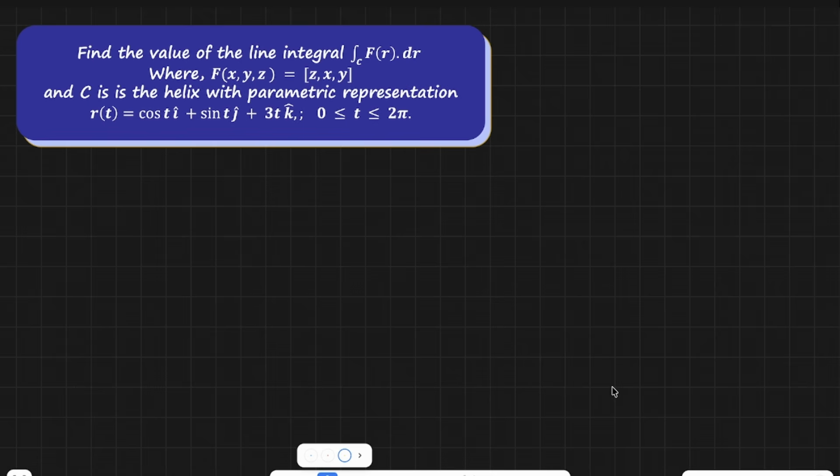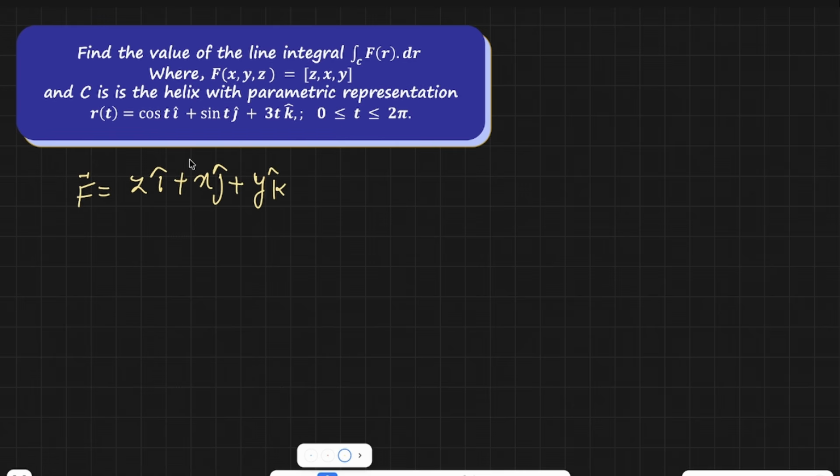Now here r is given. Earlier r was not given. We were considering r as x i cap plus y j cap and z k cap. Here r is given. That is an important thing. So whenever r is given, what to do in that case? Here f is also given in a different form, that is z x y. So this is nothing but z i cap plus x j cap and y k cap. Don't worry about this. You can simply write it like this.